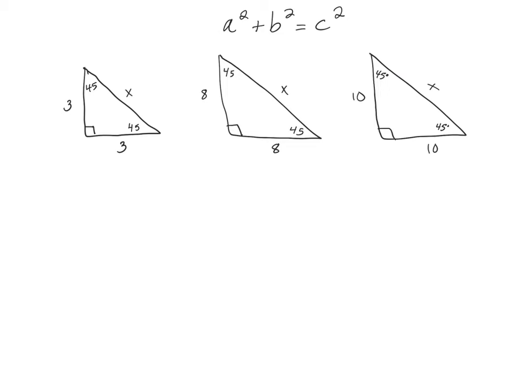Now, keep in mind that the hypotenuse must always be our C value, and that our hypotenuse is always across from the right angle. But when you solve these, I don't want you to use a calculator. I want you to simplify these so that your answer is in simplest radical form.